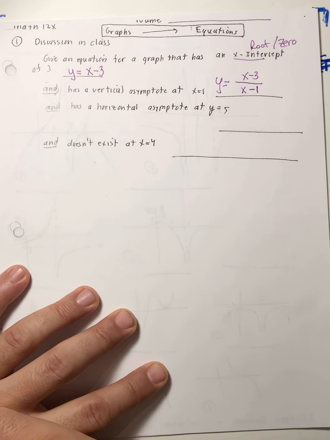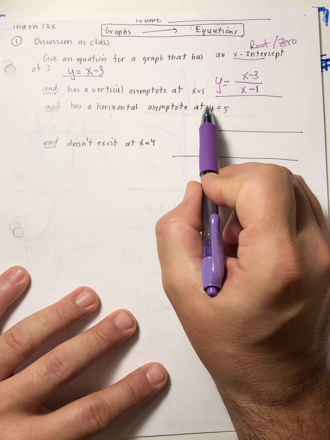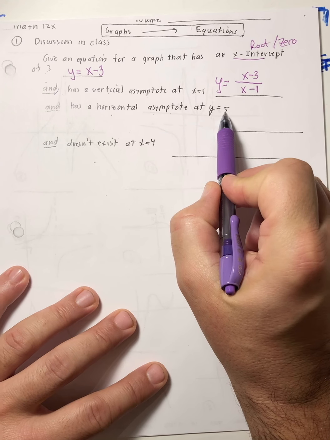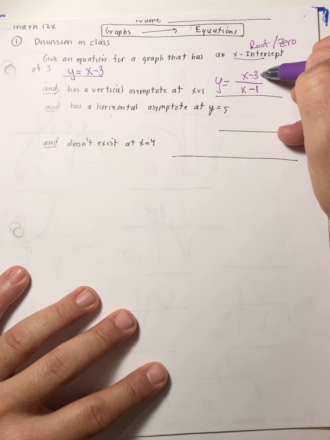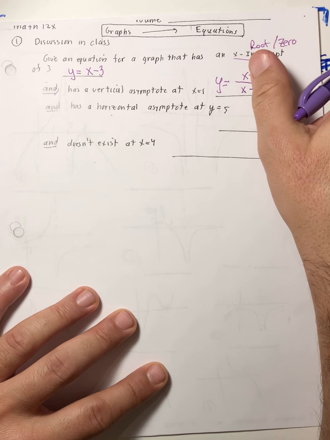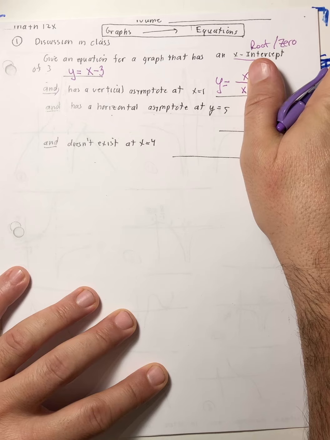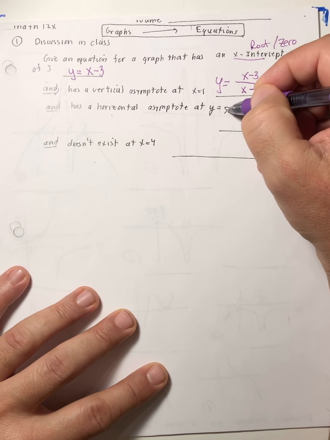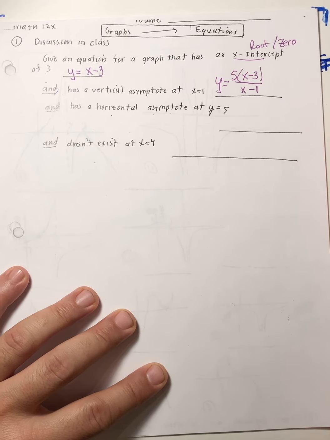There we go. All right, now it has a horizontal asymptote of y equals 5. What's the horizontal asymptote here? That's right. The degree at the top is the same as the degree at the bottom, so we're just looking at x over x. Right now it's a 1. I need to change it to a 5. All we have to do is multiply the top by 5.